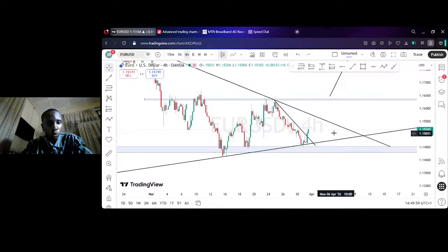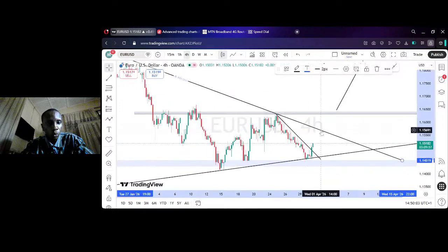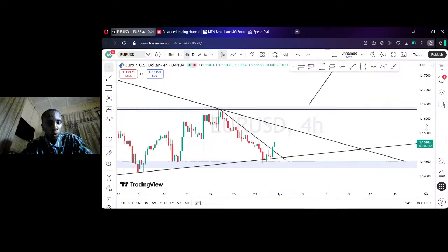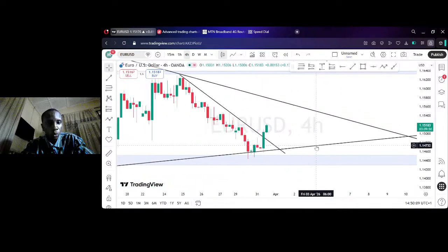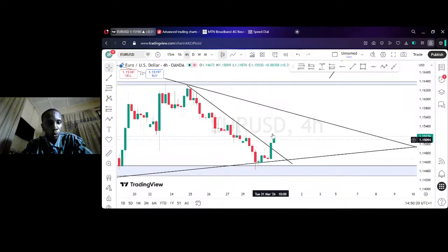This is a buy right now. Price is coming to attempt this trend line for the fifth attempt. So this is a buy. We have a bullish engulfing 4-hour candle that has engulfed the previous last 4-hour candles. So this shows strength right here. So this is a buy.